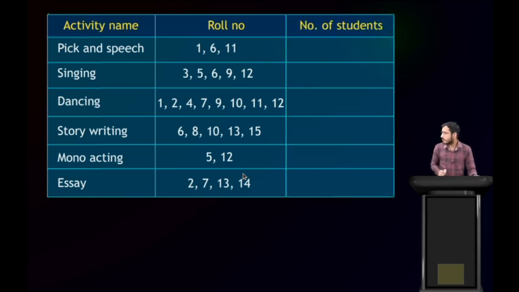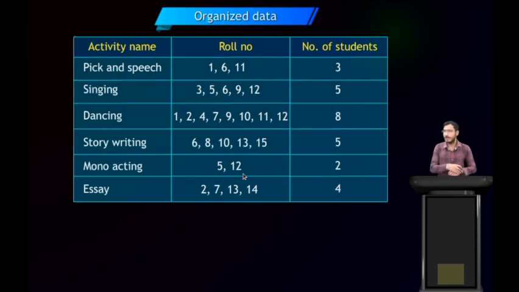So here students, number of students. So you can see number of students. Speech, there are 3 students. Singing, there are 5 students. Dancing, number of students you can see. Okay, so here data is, for dancing 8 students, story writing, mono acting, and essay. Okay, so here we have organized data.